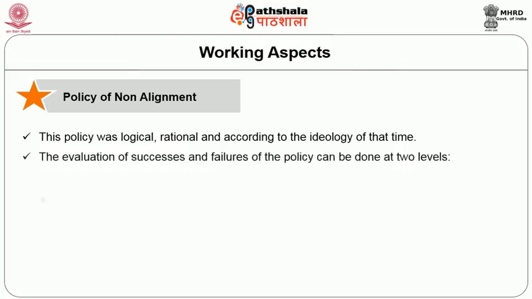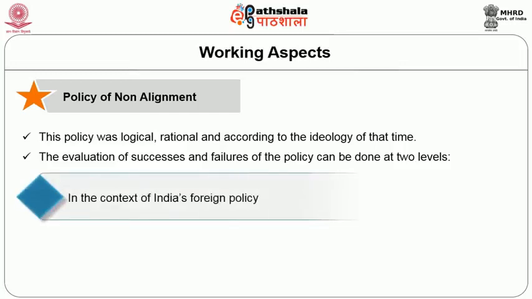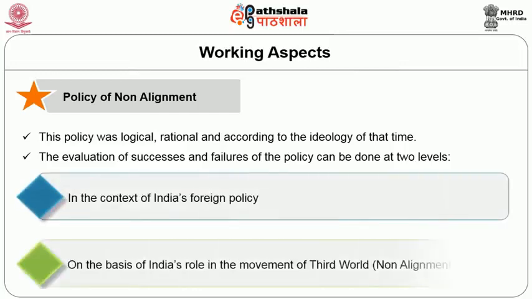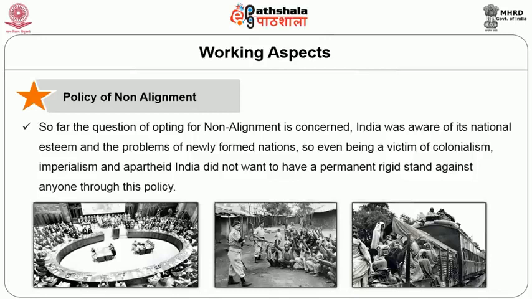The evaluation of successes and failures of the policy can be done at 2 levels. 1. In the context of India's foreign policy, and 2. On the basis of India's role in the movement of the Third World, non-alignment. So far as the question of opting for non-alignment is concerned, India was aware of its national esteem and the problems of newly formed nations. So even being a victim of colonialism, imperialism and apartheid, India did not want to have a permanent rigid stand against anyone through this policy.